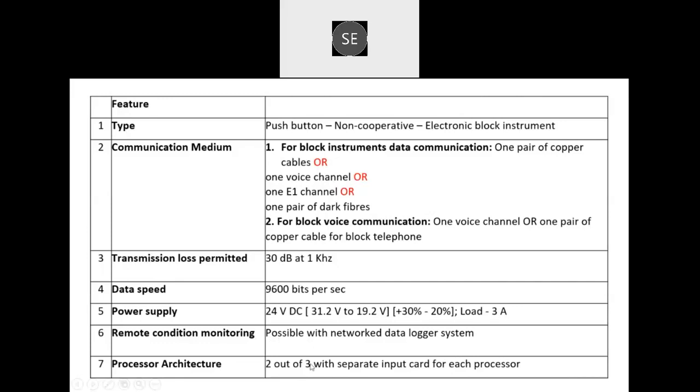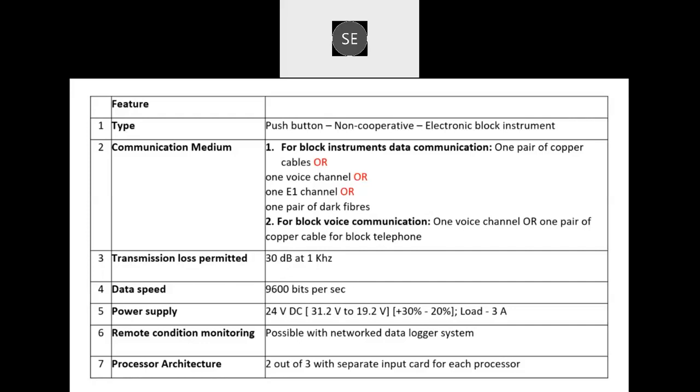The processor architecture, that means the architecture adopted in the design of this block instrument, is 2 out of 3 architecture. Means there are 3 CPUs in the system. 2 out of 3 architecture is adopted to provide the maximum safety and availability of the system. The output cards or the output relays are driven only when any two outputs of the 3 CPUs are equal. At least 2 CPUs shall produce the same output to drive the output cards. In this way, it ensures safety.